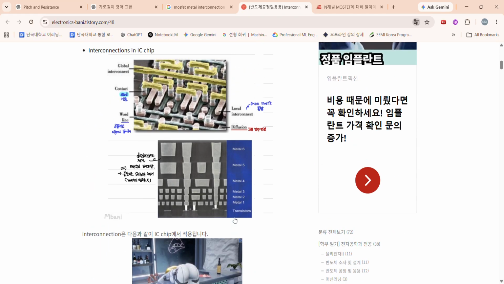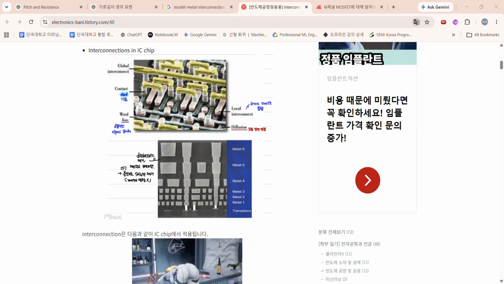So we need to fill the metal in the MOSFET. But there are some problems. It's my process during posting a blog. Originally, we can see the charts.